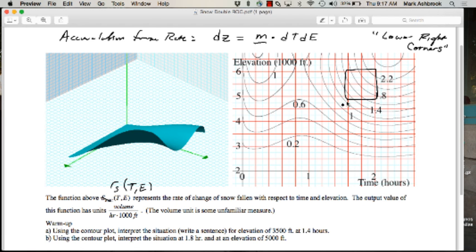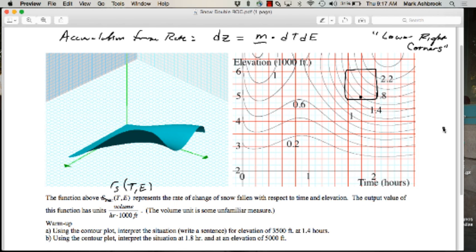So in this first square here, what's the rate at the lower right corner? Or in other words, right there. No, the rate of change. The rate of change.